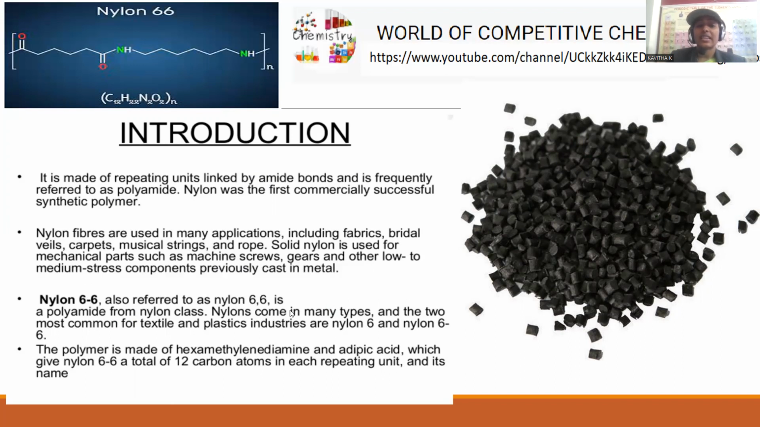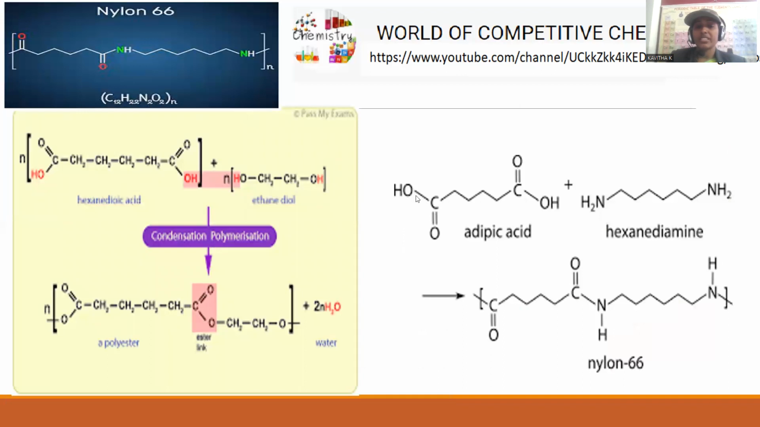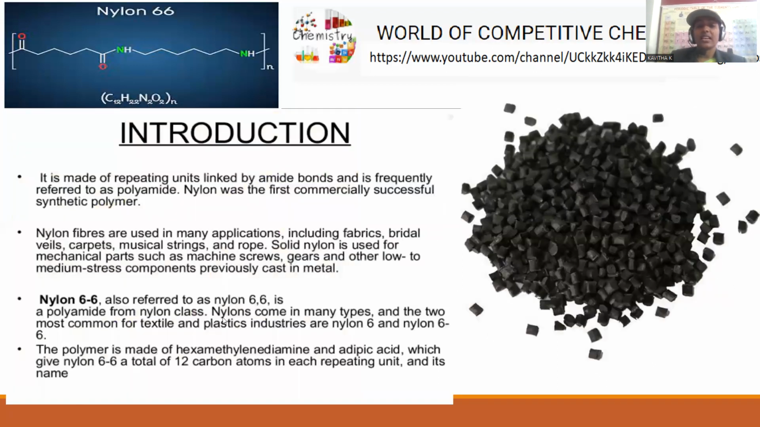Nylon 66 is also referred to as nylon 6,6. Why is it mentioned like this? Because the first 6 indicates the carbon atoms present in the first monomer, the dicarboxylic acid. Let us count the number of carbons represented over here: 1, 2, 3, 4, 5, 6 carbons. The second monomer is composed of a diamine, where the 2 terminals are composed of amino functional groups. Hence, we can say it is a diamine. Here, 1, 2, 3, 4, 5, 6 carbons. So here the 2 monomers have 6 carbons respectively. Hence, we can say it is nylon 6,6.